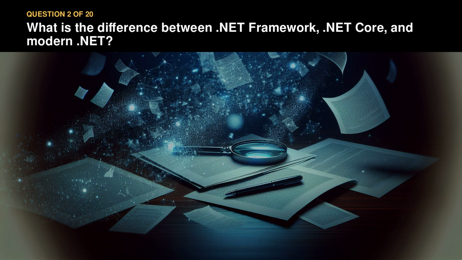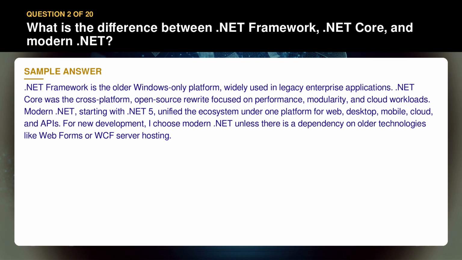Question 2. What is the difference between .NET Framework, .NET Core, and modern .NET? .NET Framework is the older Windows-only platform widely used in legacy enterprise applications. .NET Core was the cross-platform, open-source rewrite focused on performance, modularity, and cloud workloads. Modern .NET, starting with .NET 5, unified the ecosystem under one platform for web, desktop, mobile, cloud, and APIs.